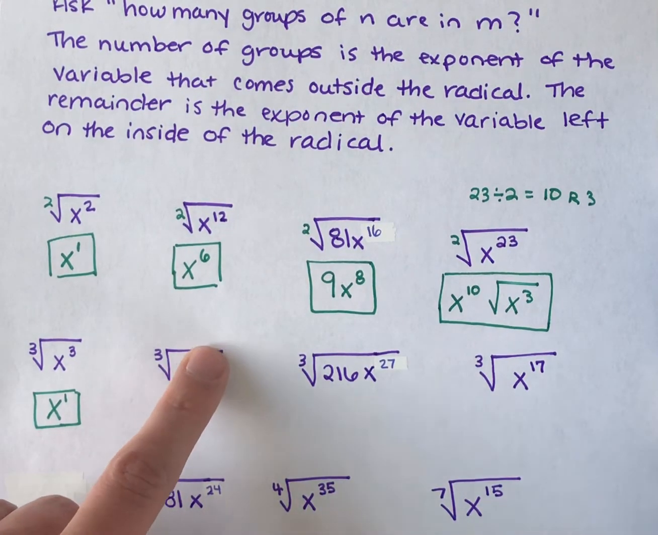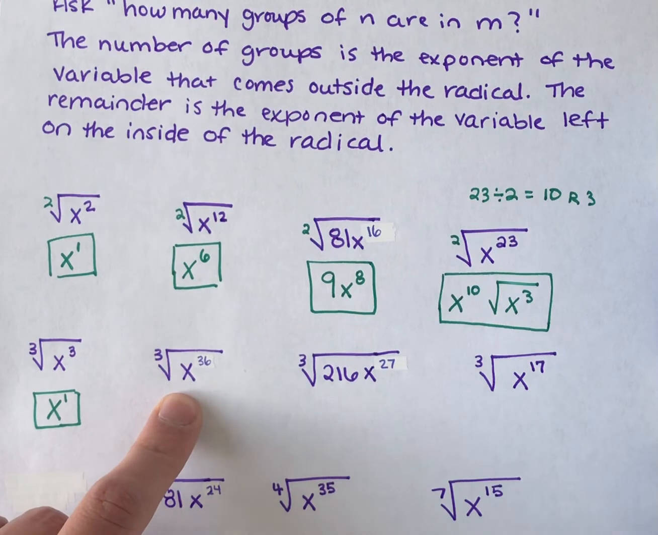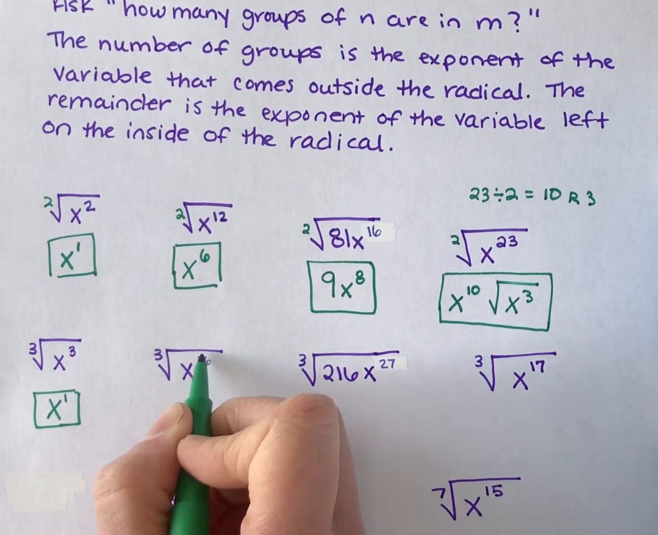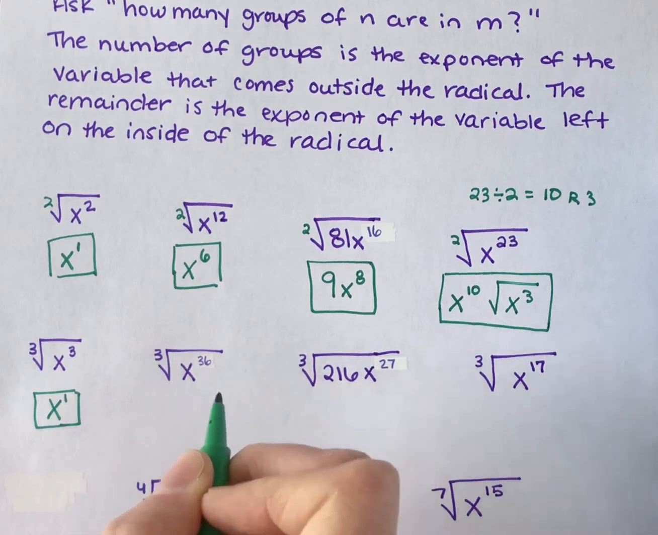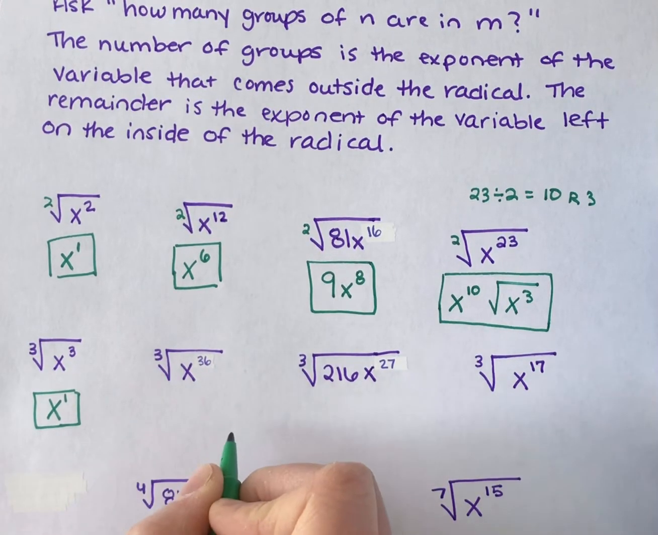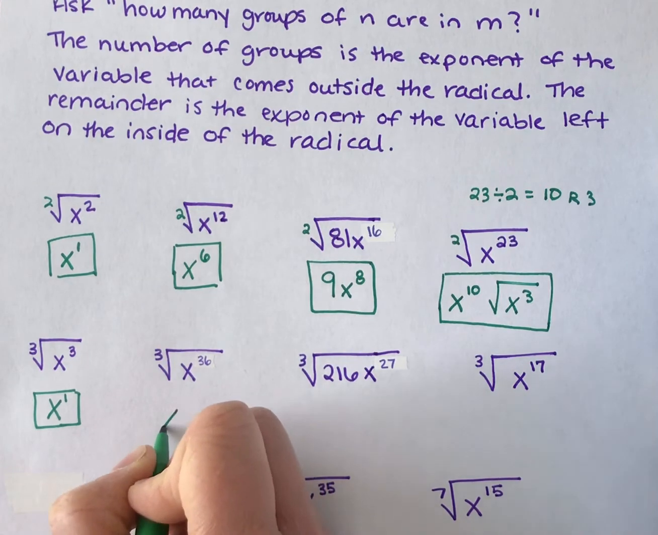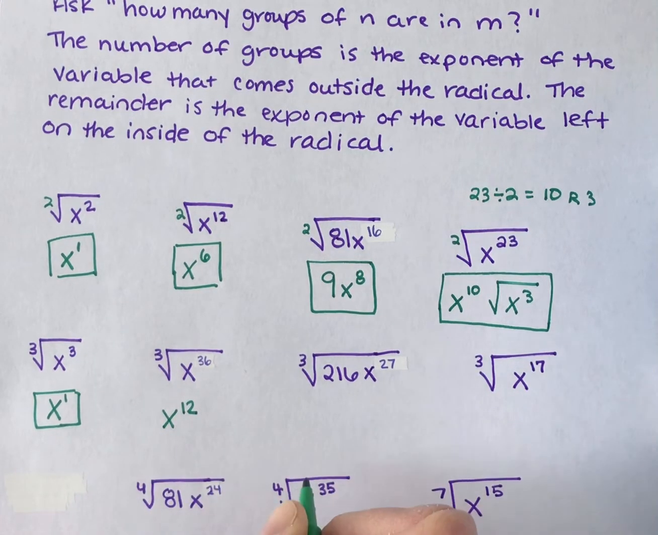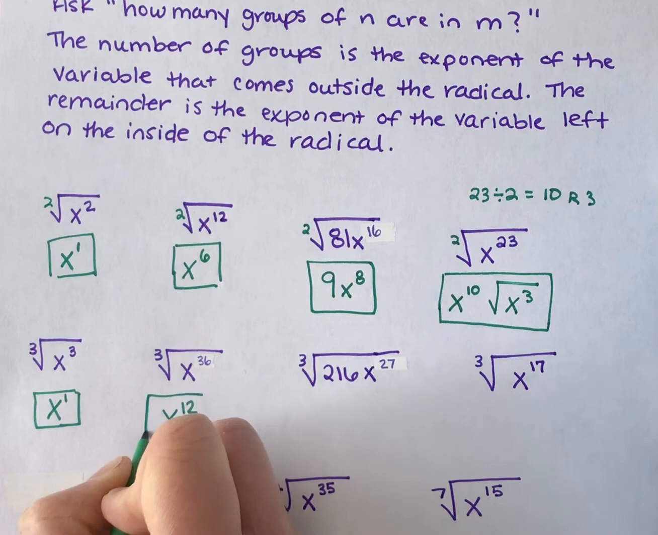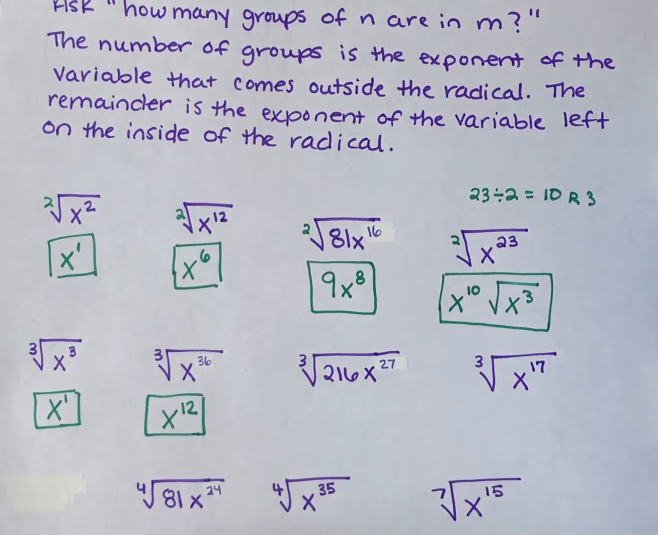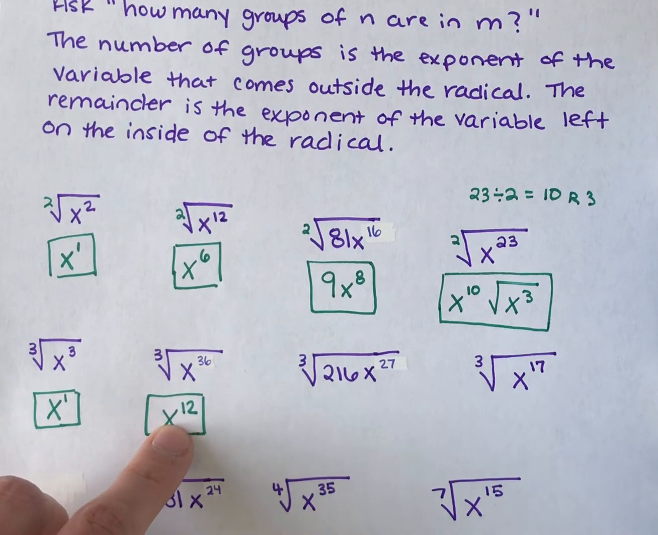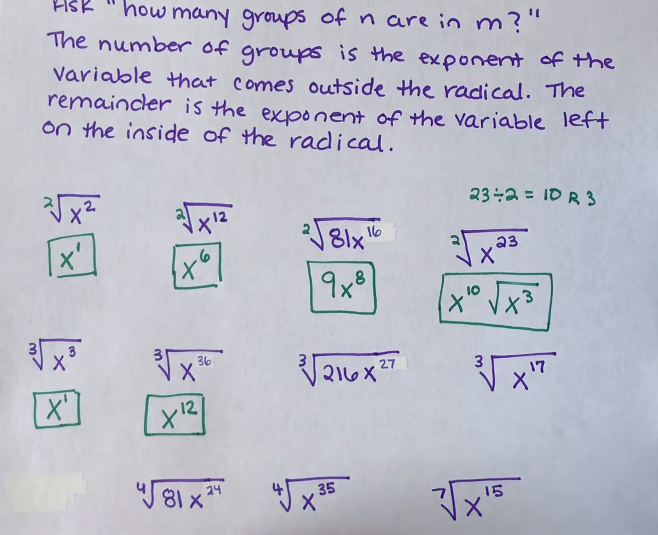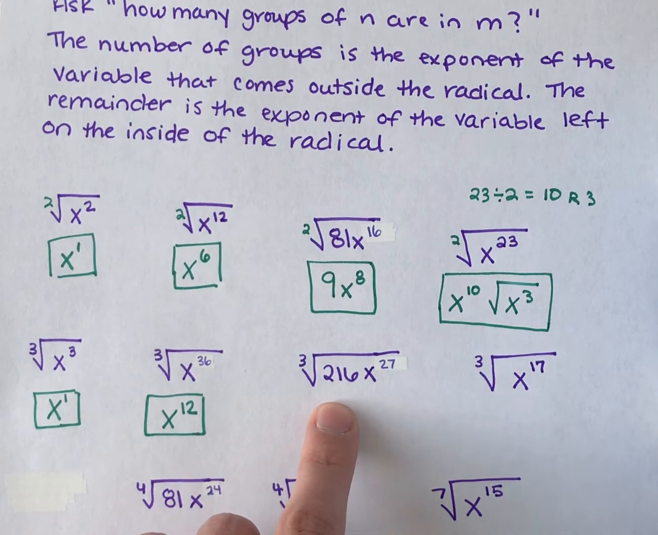If I take the cube root of x to the 36, now again, 36 is an exponent. So I want to divide 36 by my index. Well, 36 divided by 3 is 12. There is no remainder, so my answer is x to the 12th. The cube root of x to the 36th is x to the 12th because 36 divided by 3 is 12. Why don't you take a minute and look at this next one.